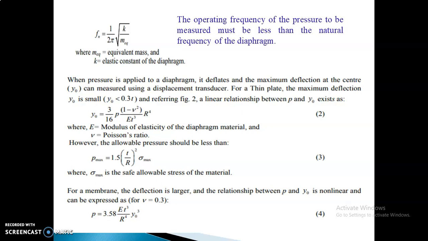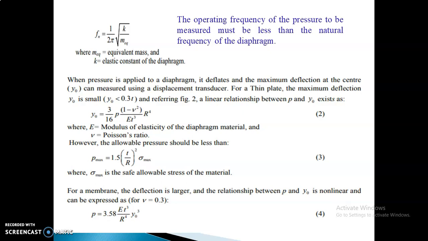The first equation is about the thin plate, that is Y0, which is 3 by 16 rho of 1 minus V squared by E t cube into R power 4. Here V is the Poisson ratio and E is the modulus of elasticity. Then the next expression is for the next type, the membrane, where the deflection is larger, so we get the expression P is 3.58 E t cube by R power 4 into Y0 power 3.